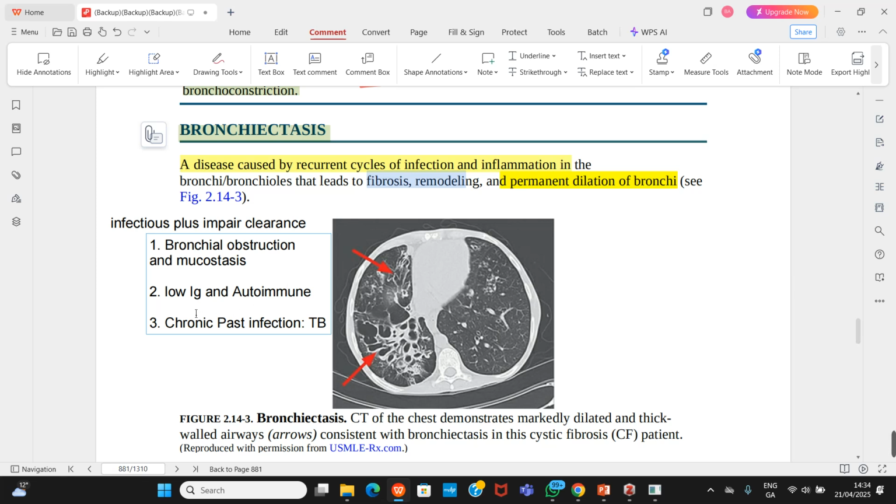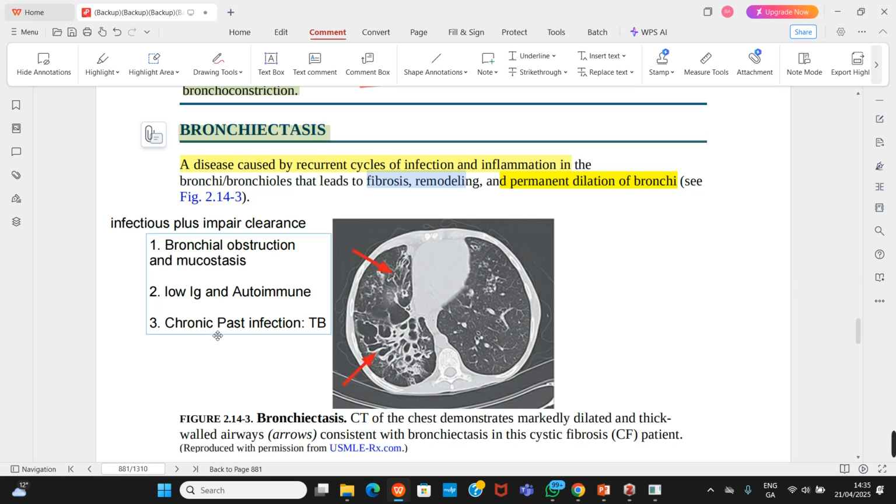Or is it that the person is having low immunoglobulin or autoimmune problems? Why can't this person fight this recurrent cycle of infection? They're having low IgG, IgM, or IgA, especially all those people with congenital immunodeficiency, like Bruton's, common variable immunodeficiency, SCID, and the like. They can have it because they cannot fight infection. Infection will keep coming, destroying, it will resolve, it will come again, destroy, till they have permanent dilatation of the bronchial airways. Autoimmune diseases too, SLE, rheumatoid arthritis, yes, they can be implicated.